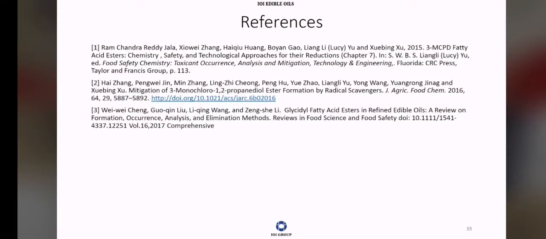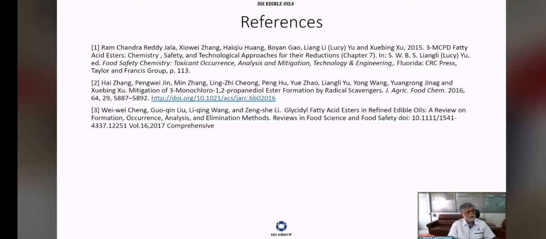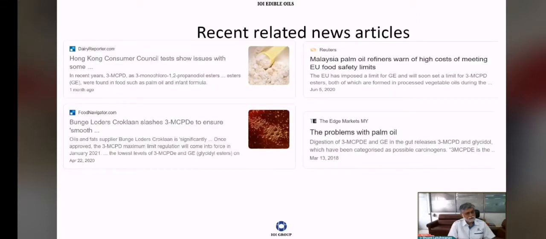Next, please. Okay, these are some of the references that we have taken the pathways and methods from. And next, please. These are some new recent articles that actually point to all the problems that we have to face with palm oil. Palm oil is facing a lot of challenges.